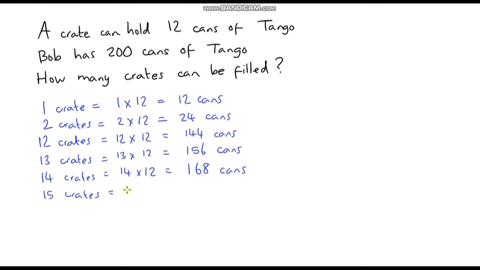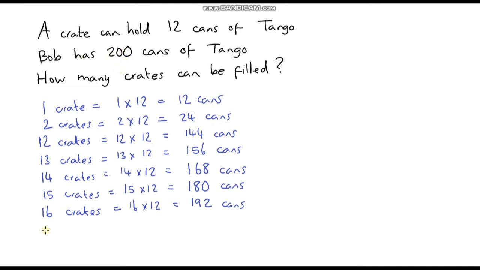15 crates, well, that's going to be 15 times 12. So 168 plus 12, we are now at 180 cans. So we've still got some way to go. So let's do 16 crates. So 16 crates is going to be 16 times 12. And that takes us to 192 cans. Now we're almost there. Bob has got 200 cans.